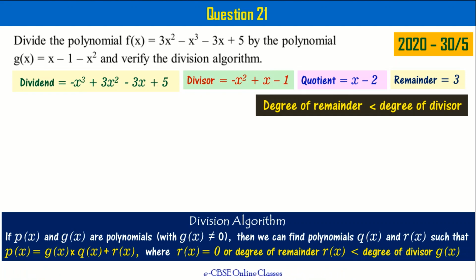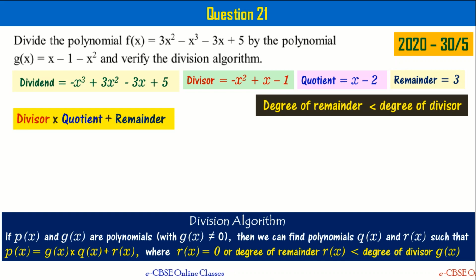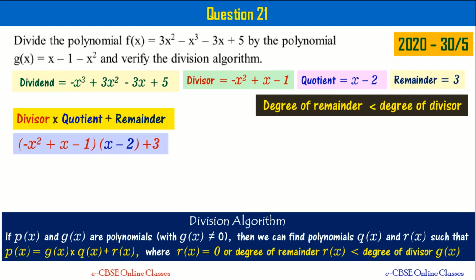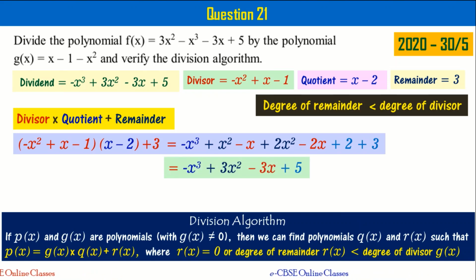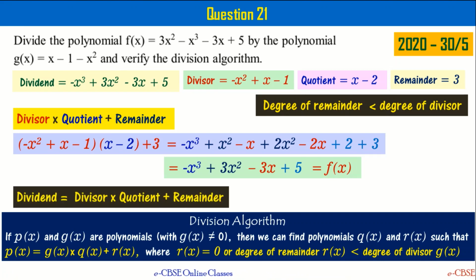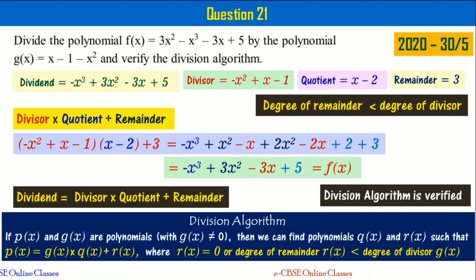The second thing is divisor times quotient plus remainder has to be equal to the dividend. This is what the division algorithm says. Let's check this: divisor times quotient plus remainder, whether it is equal to f of x or not. When you do that and simplify, you get that as equal to f of x. It means that the dividend is equal to divisor times quotient plus remainder. Hence, we can say that the division algorithm is verified.